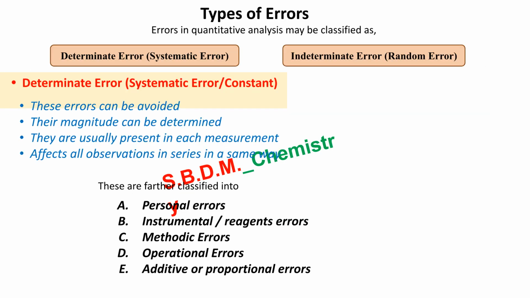Errors in quantitative analysis are classified as determinate or systematic and indeterminate or random. Determinate errors can be avoided, their magnitude determined, and they affect all observations in a series similarly. They include personal, instrumental/reagent, methodic, operational, and additive or proportional errors.